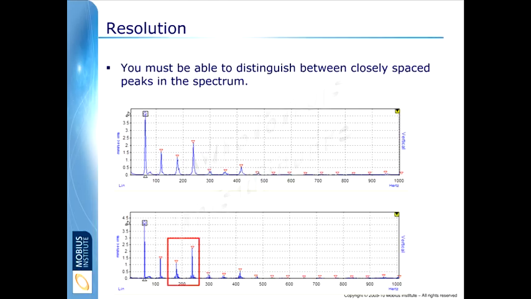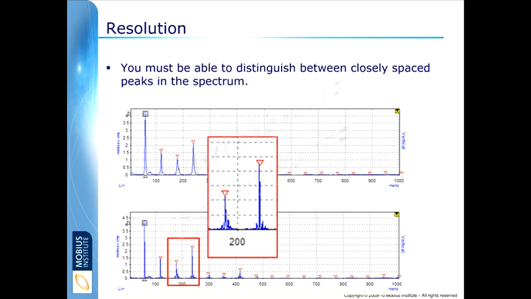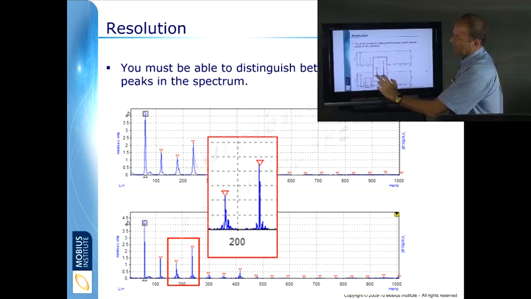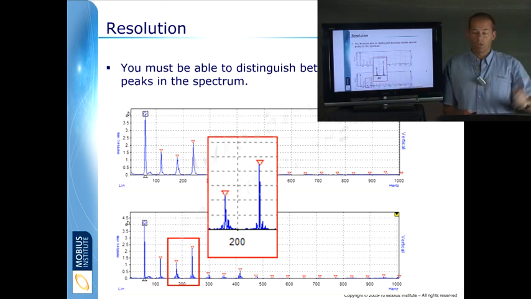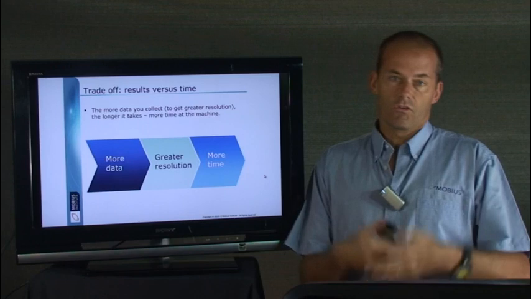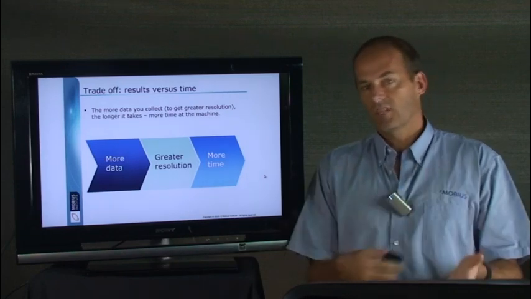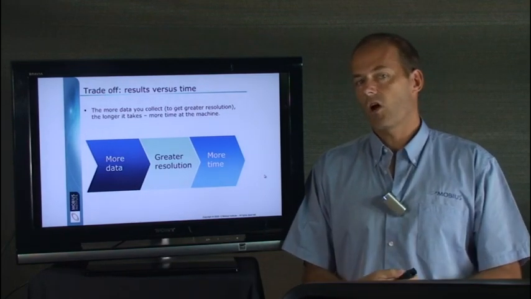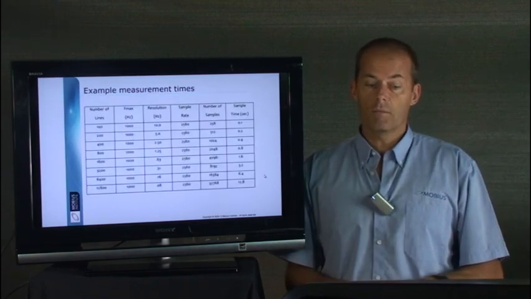Firstly, just to drive home the point, resolution is important. It enables us to see peaks, little sidebands in this case, where before we could see none. And there are a lot of examples. The trouble is there is a trade-off. The higher the resolution, the greater the amount of time it takes the analyzer to acquire the data, and therefore the longer you will be at the machine. If you've got a lot of machines to test, and if some of those machine tests are in a hot environment, that might be something you're trying to limit.